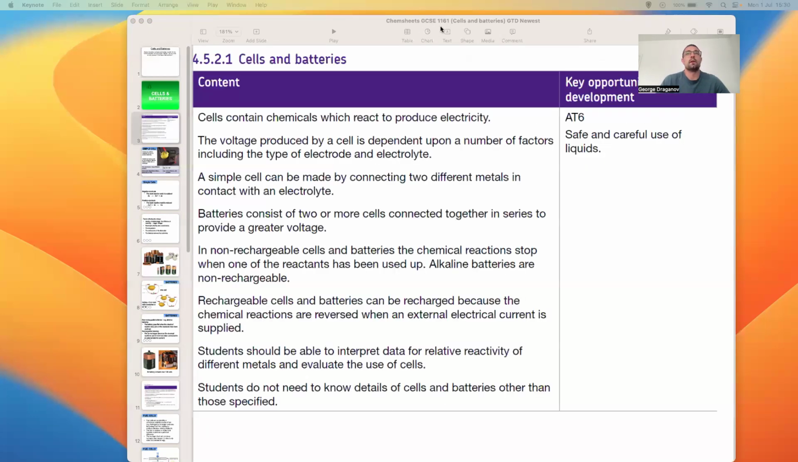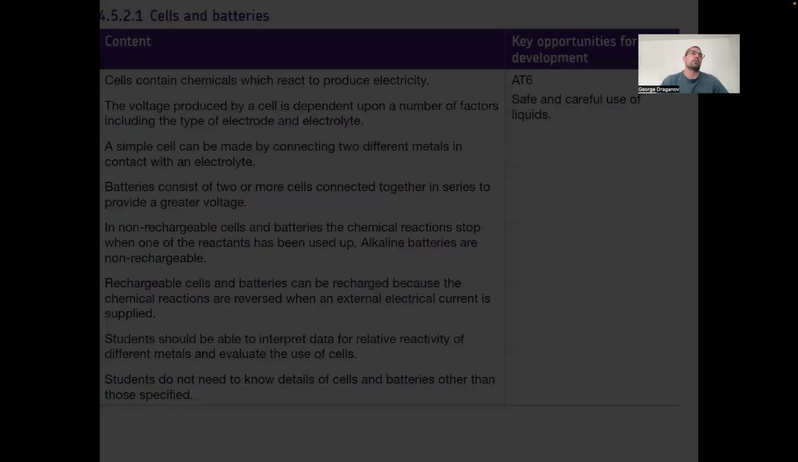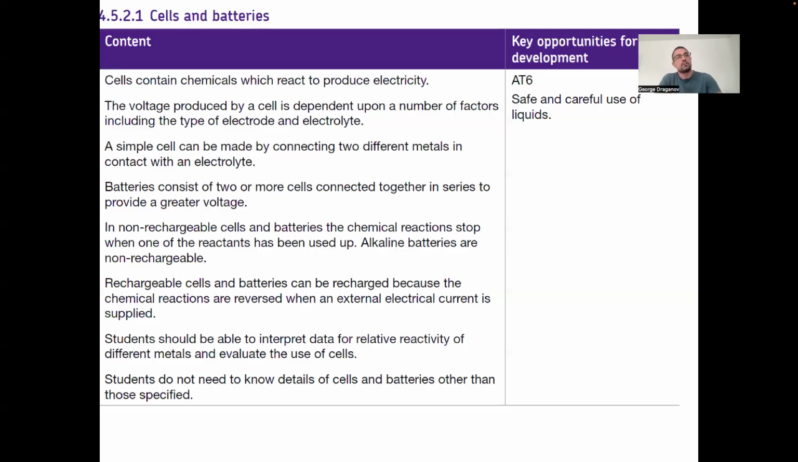Right, so I have taken your syllabus extras just to show you that you have to know a lot of this. So a battery contains chemicals which react to produce electricity. Fact. The potential difference or the voltage produced by a cell depends on different factors, including the type of electrode. So what two metals have you put for the difference in reactivity? And also the electrolyte, so what's inside is allowing the conductivity of ions.